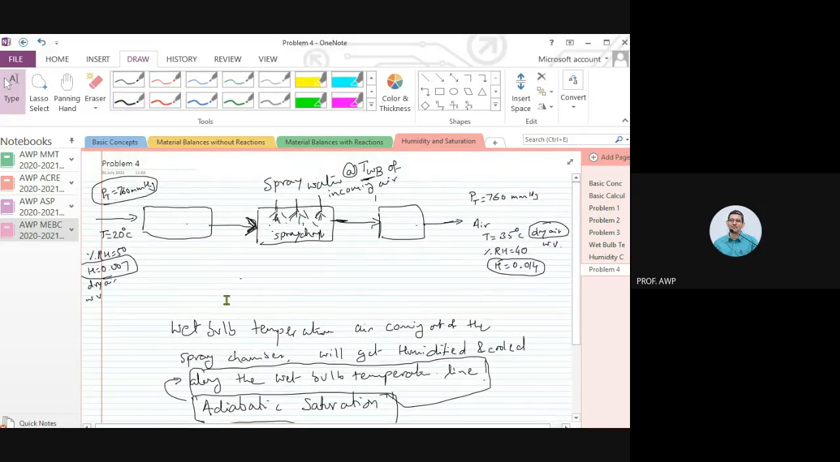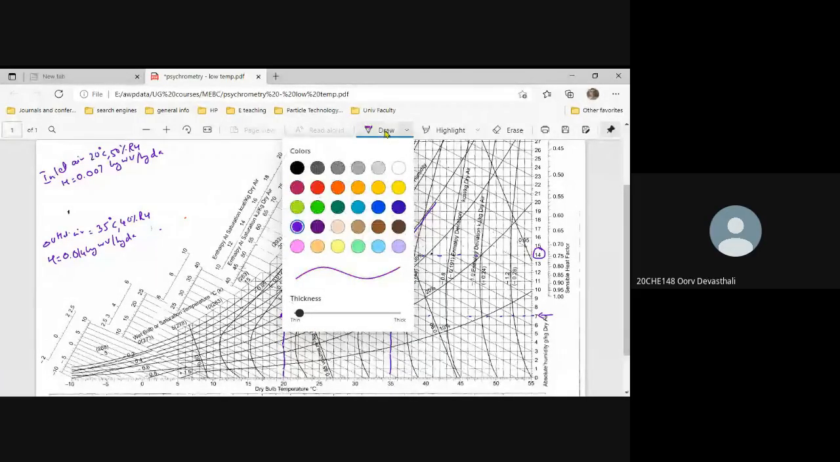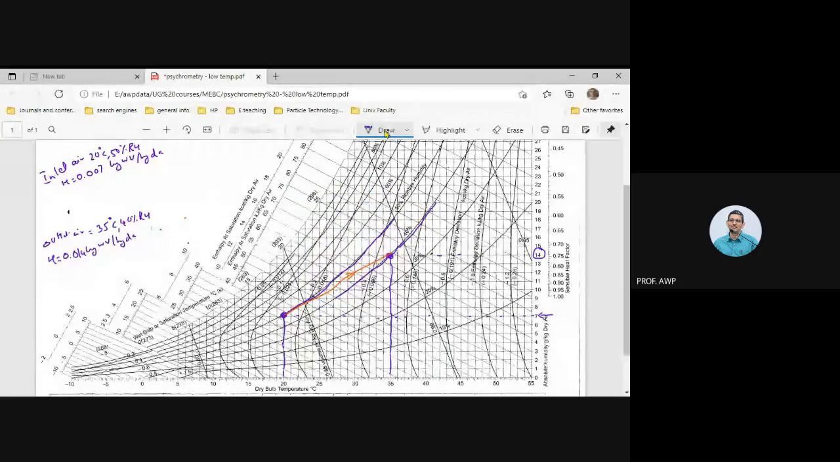So now tell me, what is the wet bulb temperature of this incoming air? 20 degrees centigrade and 50% RH. What is the wet bulb temperature? Let me go to that presentation window. What is the wet bulb temperature? Somebody tell me. So 14, 15. Yeah, so 14 would be correct.